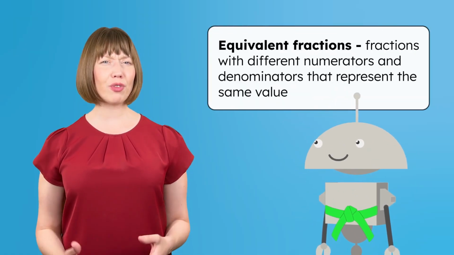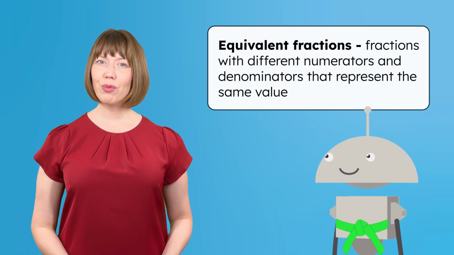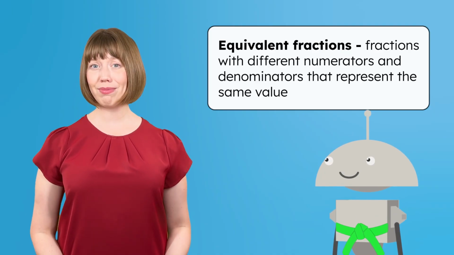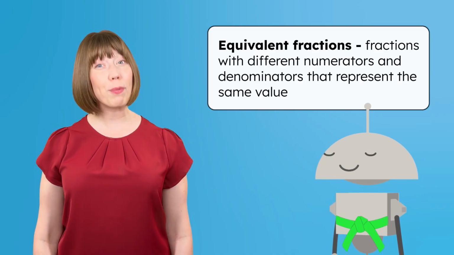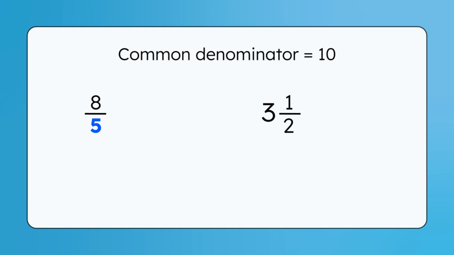Now that we know the common denominator, we can rewrite each as an equivalent fraction with that denominator. An equivalent fraction uses different numbers to show the same value. We're not changing the size of the fraction, just the digits we use to represent it. Let me show you what I mean with these two fractions. A little bit ago, I found 8/5 and 3 1/2 have a common denominator of 10. So we'll rewrite both with 10 on the bottom.